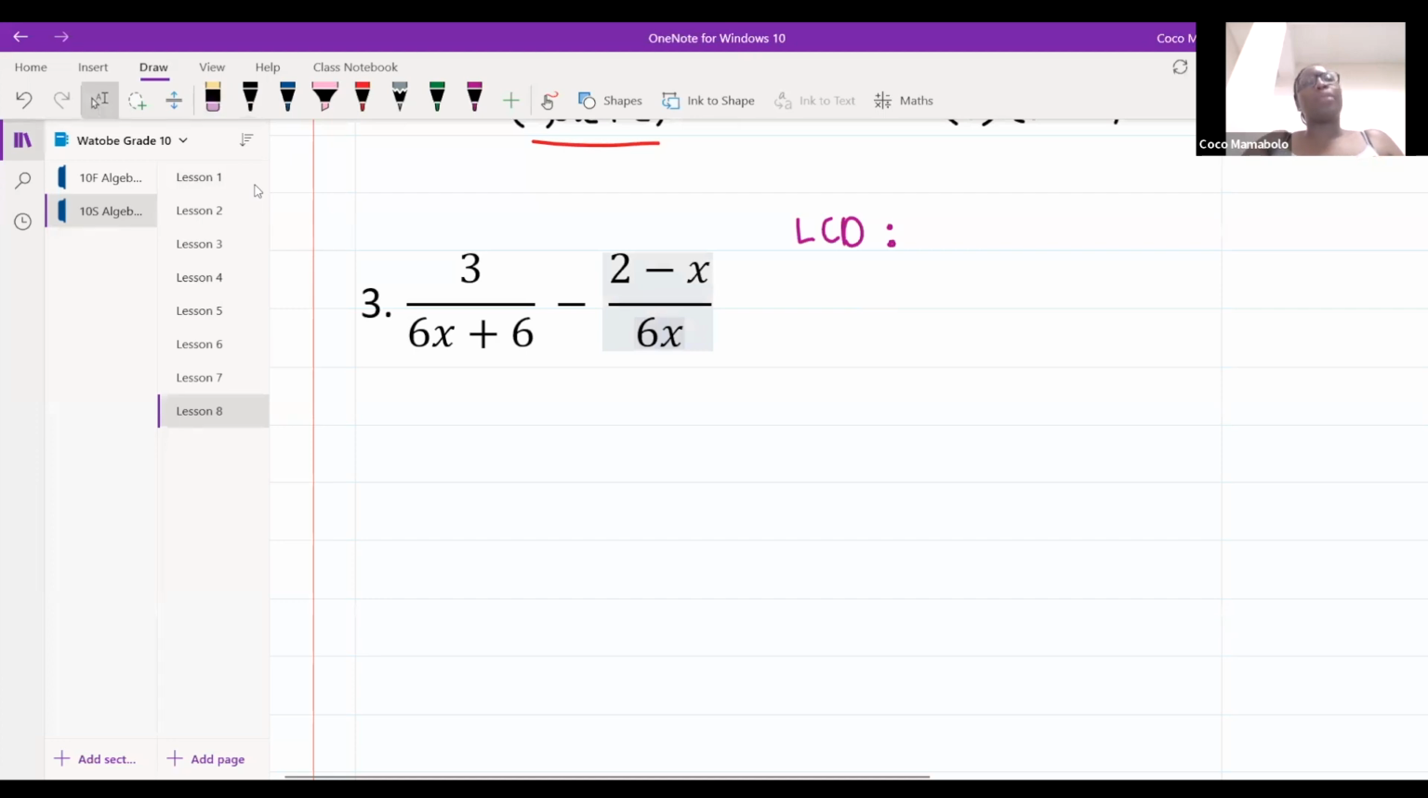All right. Onwabo says 12x squared plus 12. And Onwabo, you're going to be correct, but remember what we said. Do not multiply out the denominator. Don't do it. So all I'm going to do is go 6x plus 6 multiplied by 6x. That is my LCD. I'm just going to take the one denominator and multiply it with the other denominator. That's all. We don't want to complicate things.